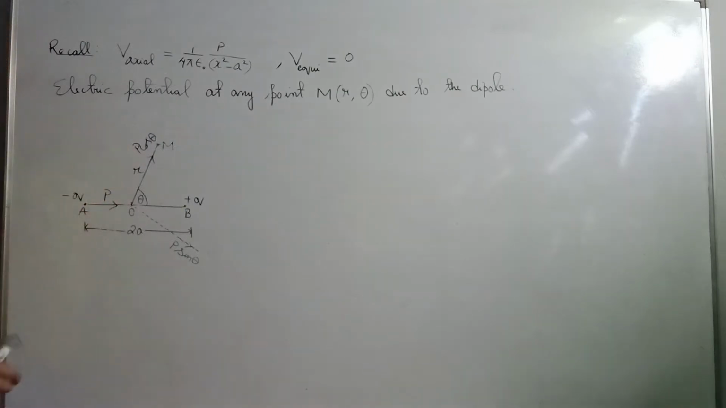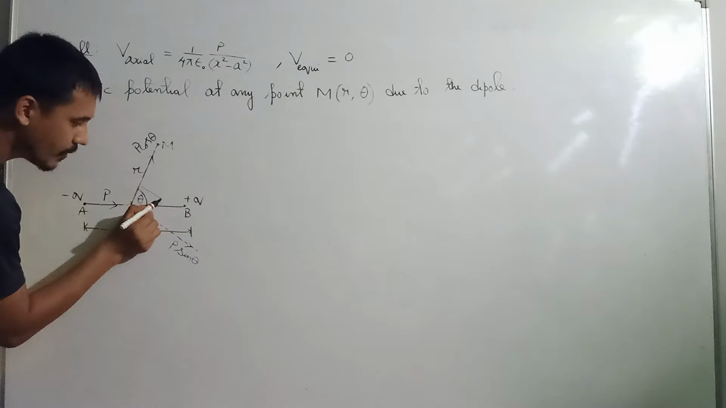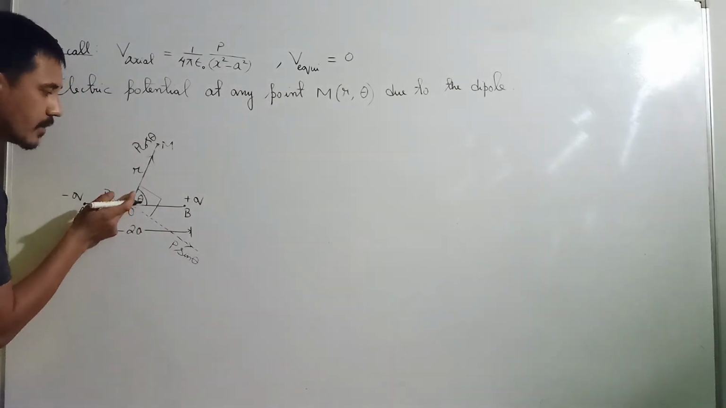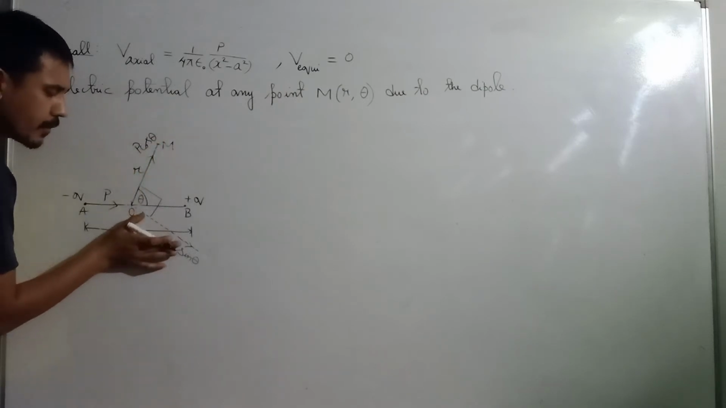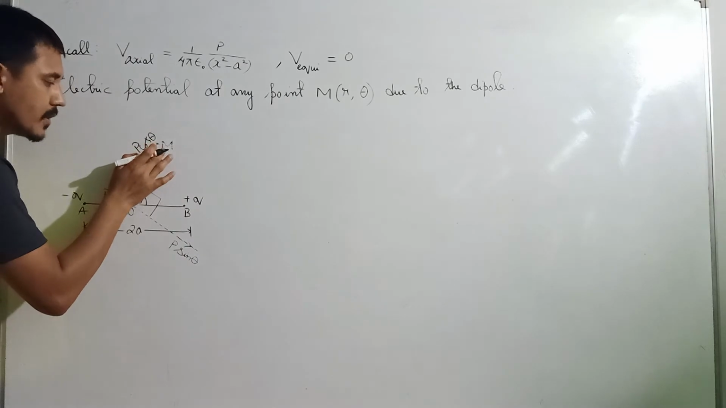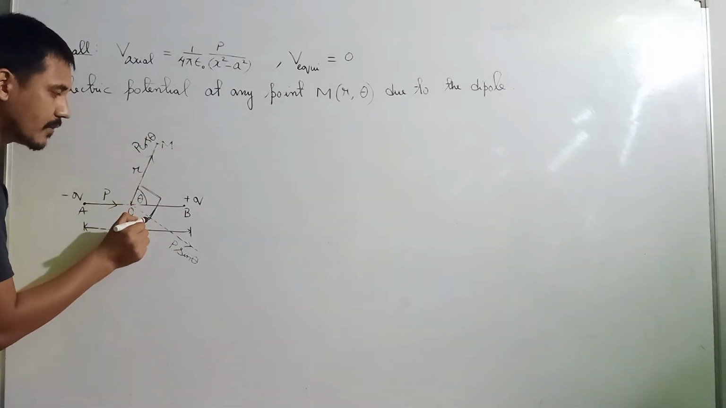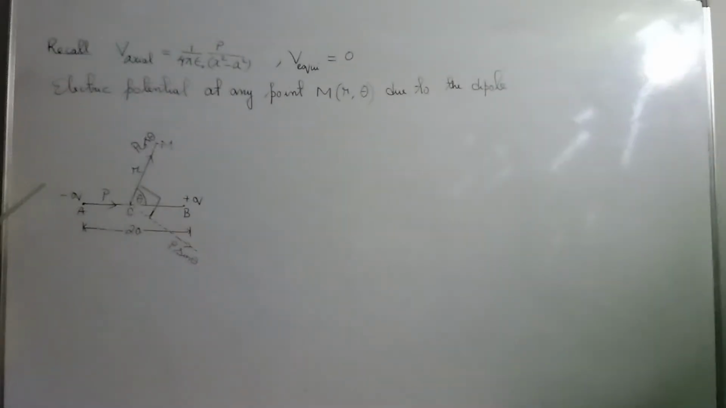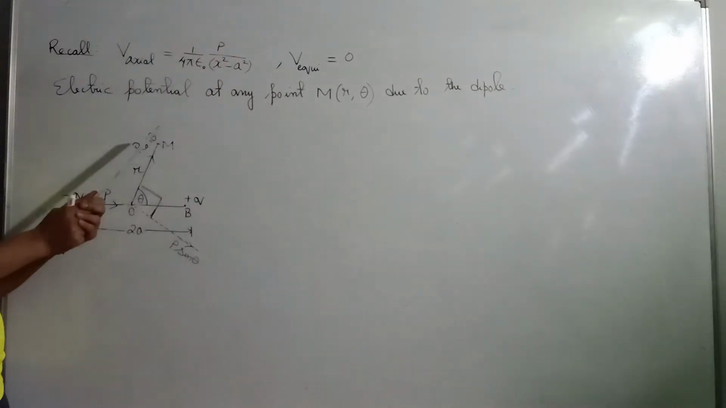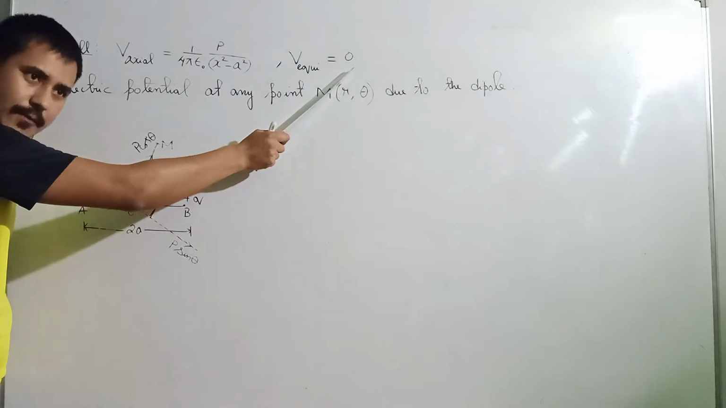Okay? And for the second dipole, P sin theta, where is your M? On the equatorial line, right? On the perpendicular of the dipole, right? So for the second dipole, P sin theta, your M is on the equatorial line because M is making an angle of 90 degrees with your dipole. So the potential at this point M due to this dipole P sin theta will be 0.